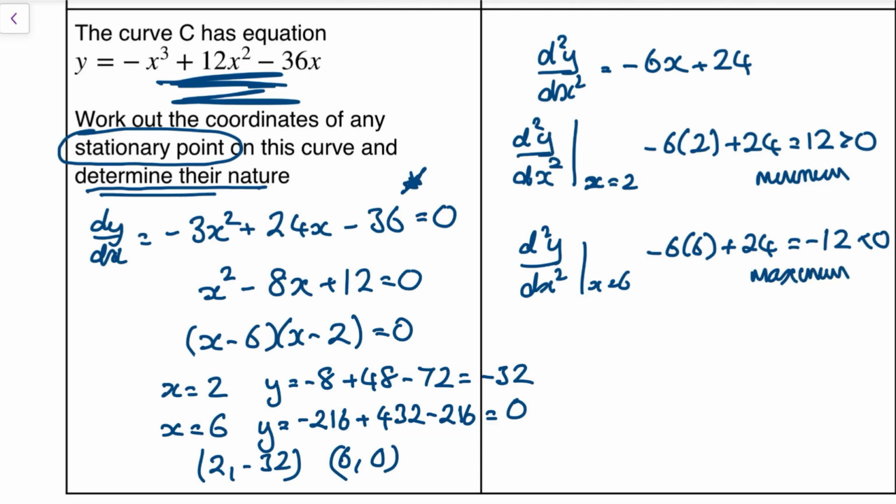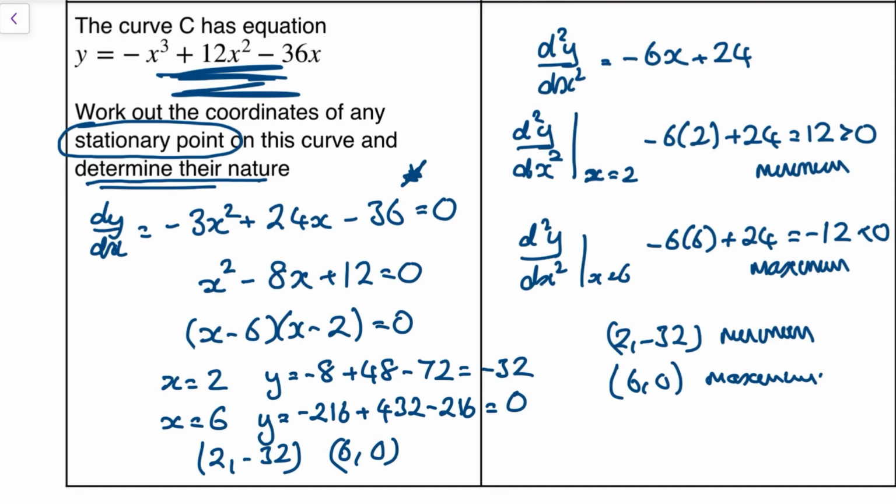Now, even though the job of the examiner is to sort of go through your work and check you've written the right things and you've got it right in the right place, let's just make this really clear. So I will just write at the end, I've got 2, minus 32, which is a minimum. And I've got 6, 0, which is a maximum. And not that you have to do this, but as a quick aside, this is a negative cubic, so it does this. So it must be the case that the smaller number, the 2, must be the minimum, and it must be the case that the 6 must be the maximum. So that makes sense anyway, but that wouldn't be a proof, but it just helps you think about what's going on. And that is it.